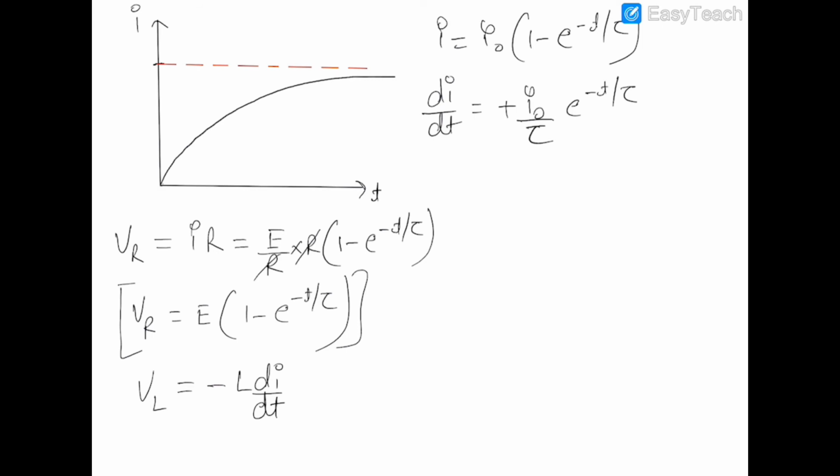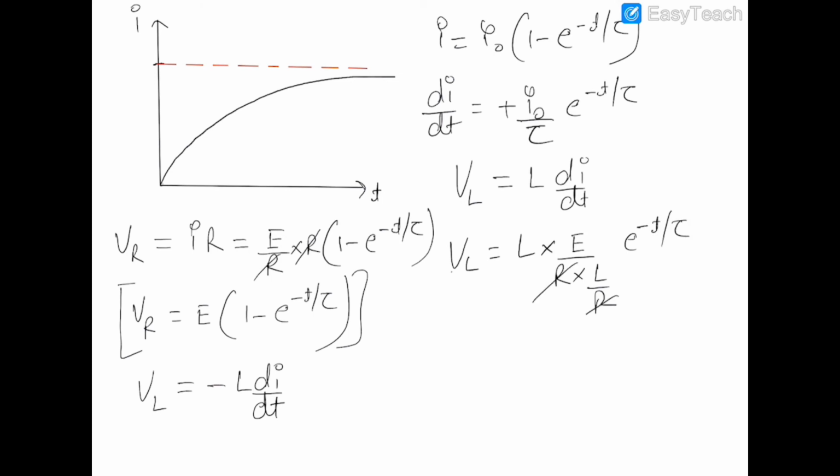So this is di by dt, and we know that the voltage across inductor VL, in magnitude, is L di by dt. So VL is equal to L into I naught by tau into e to the power minus t by tau. I naught is E upon R and tau is L upon R. We have already written that. Cancelling R with R, L with L, VL is equal to E into e to the power minus t upon tau.